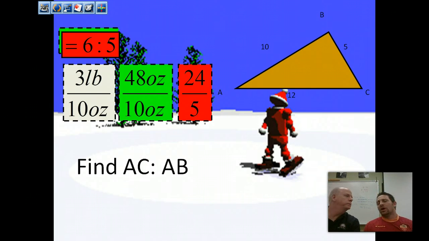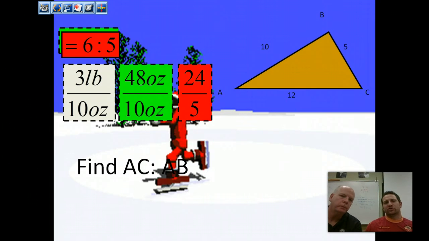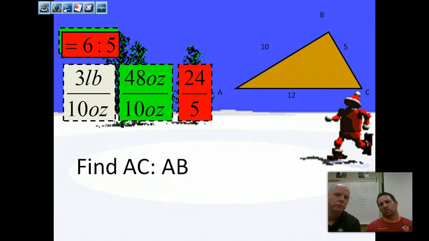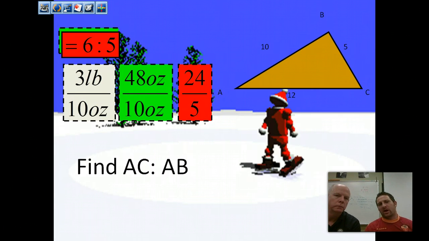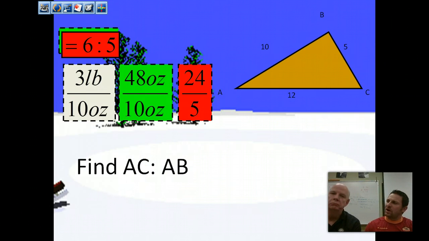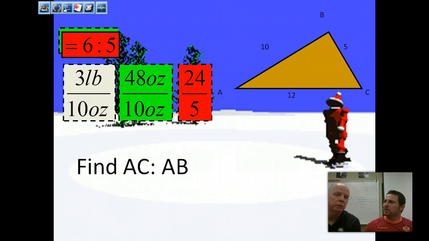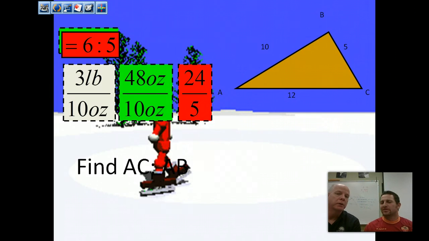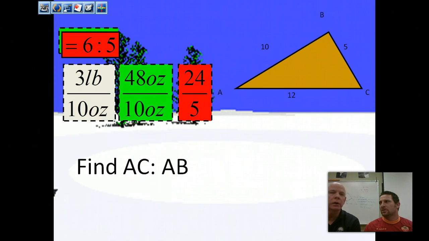And Mr. Scritchfield, I've noticed that on these previous 2 they had the larger unit on top both times. Like when we did AC to AB, it was 12 to 10, and then we just did 3 pounds to 10 ounces. That's true. It was 48 over 10. Is it always going to be the bigger one on top and the smaller one on the bottom? No, no rule there. It's just comparing one side to the other. But that brings up a good point because order in a ratio is critical.